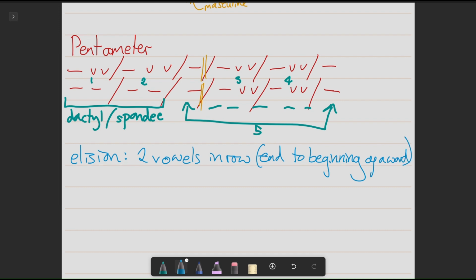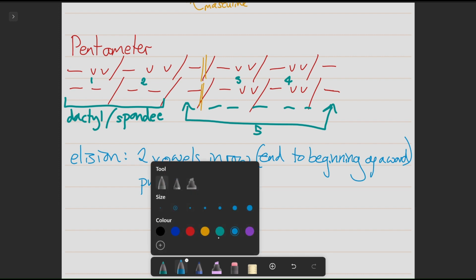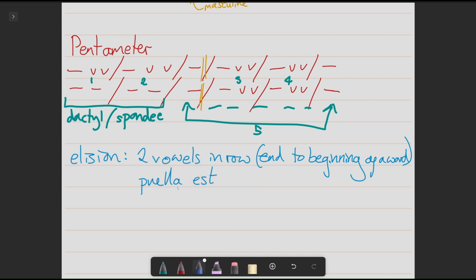For example, puella est. It's a bit too wordy to say puella est. It doesn't flow. So instead, we elide it, like this. And we don't sound the A, we just sound the E. And that's the one that we also put the long or short syllable on. So it will be puellest instead.